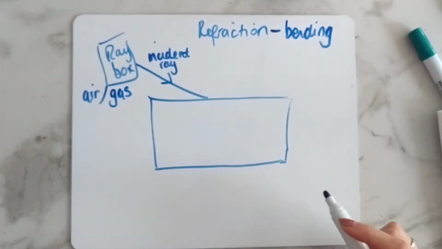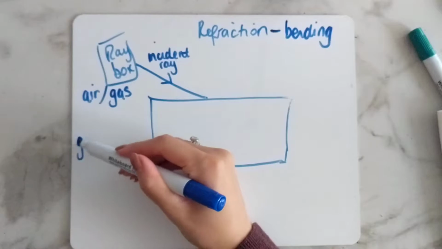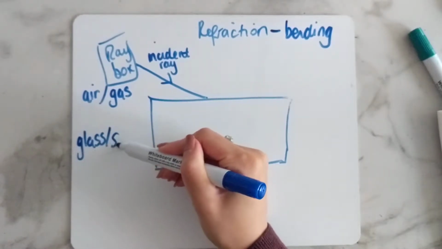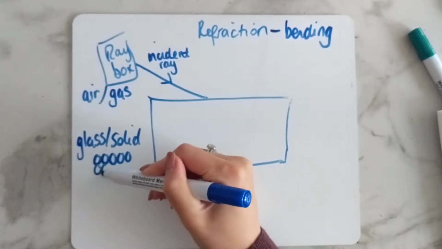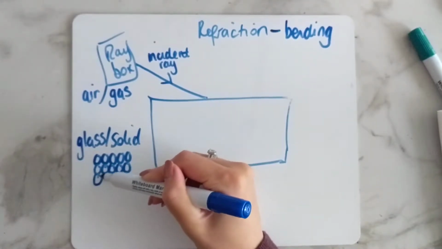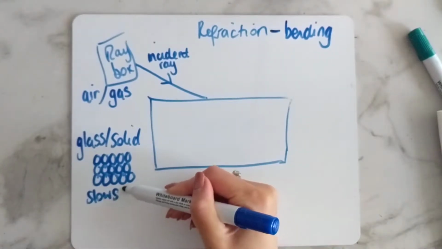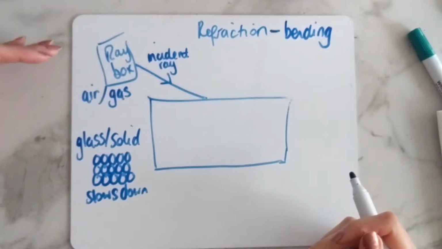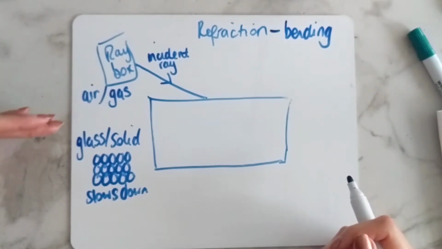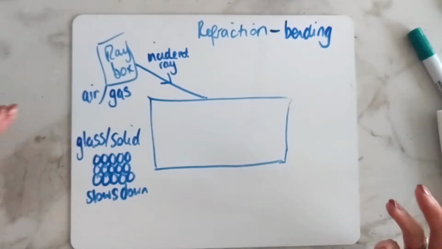Now at the moment that ray is travelling through a gas, it's travelling through air. So it's travelling really quickly because gas particles are further apart, so it can pass through really quick. But here we've got a glass block which is a solid. Now if you remember, solid particles are much closer together, therefore the ray slows down, and because it slows down, that's why you get that bending, because we've gone from a less dense medium to a more dense medium, and medium is just another word for material.